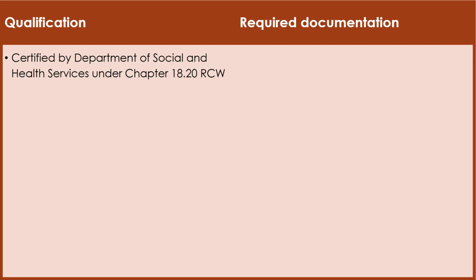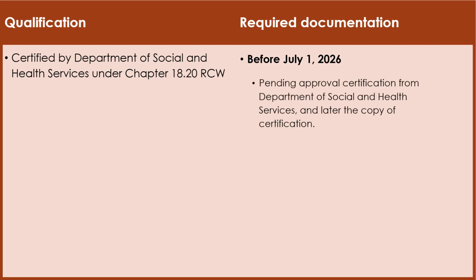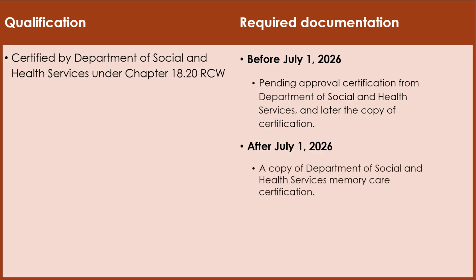Providers currently offering memory care must apply for certification before July 1st, 2026 to continue offering the service. Submit your pending approval certification from the Department of Social and Health Services with your WA Cares application, then submit a copy of the final certification when you receive it. If you are applying after July 1st, 2026, upload a copy of the Department of Social and Health Services Memory Care certification. If you have additional questions about how to become a certified memory care facility, please see RCW 18.20.